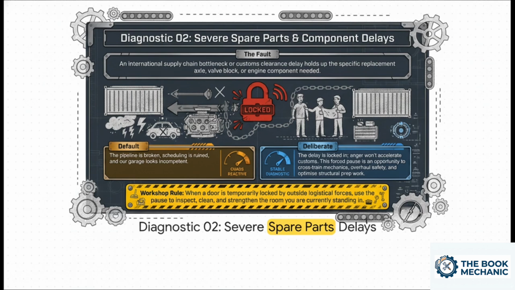Our default reaction? We just see a broken pipeline and a completely ruined schedule. But getting angry isn't going to magically accelerate customs, is it? The deliberate shift means accepting that the delay is locked in. We can't change it. So we use this forced pause as an opportunity. The whole team can cross-train, we can overhaul our safety protocols, or we can support each other on structural prep work.